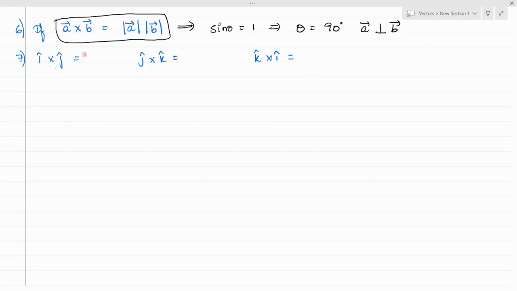In dot product, we have seen that I dot J will be 0, similarly J dot K will be 0 and K dot I will be 0. But here we're going to see the cross product between these vectors. To find these cross products, we have a trick to remember. That is I, J, K.